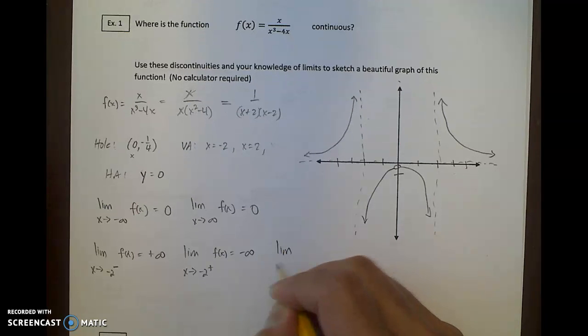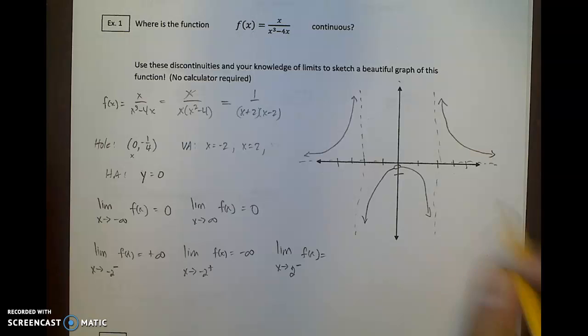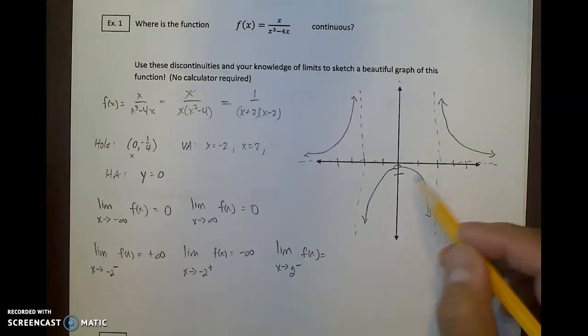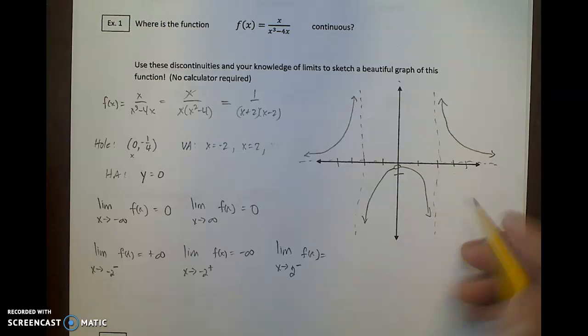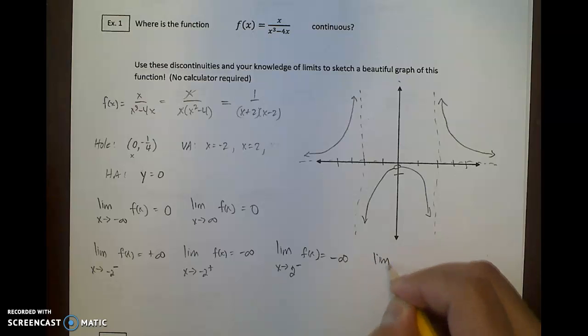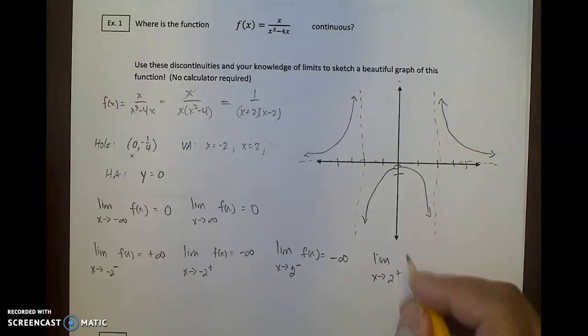Finding the limit of the function as x approaches +2 from the left. Here's +2 coming in from the left. With this part of the graph, that's going to -infinity. And the limit as x approaches +2 from the right, that's going to be this part of the graph coming in from the right. That limit is going to positive infinity.